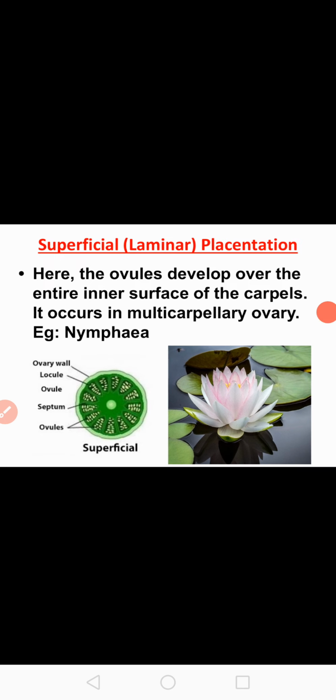So these are the different types of placentation. Okay, so these are about today's topic.